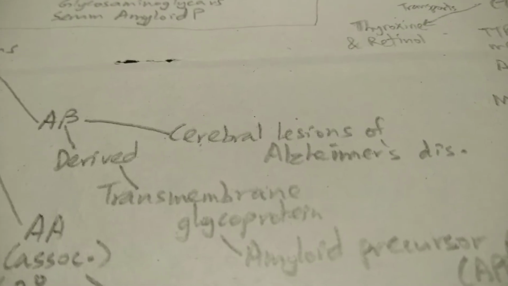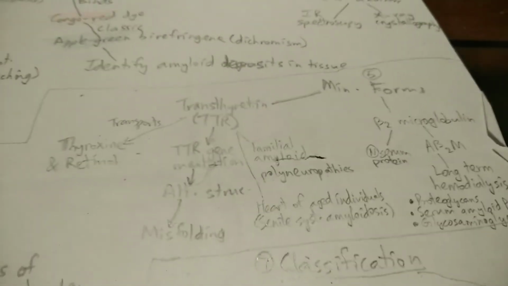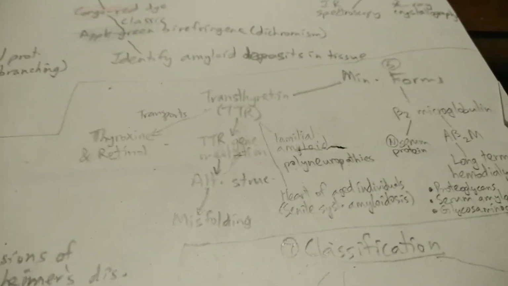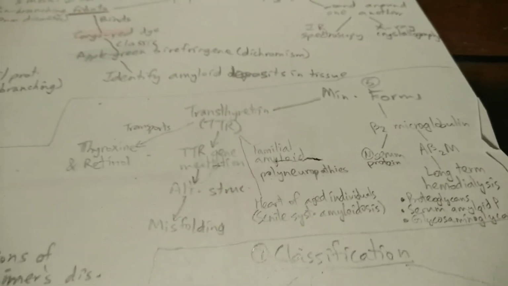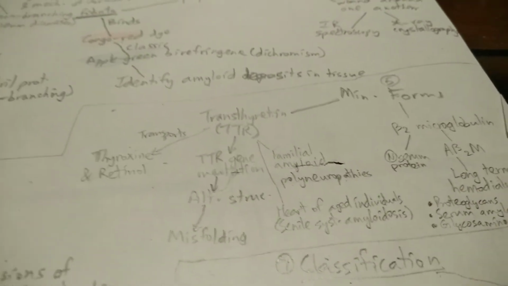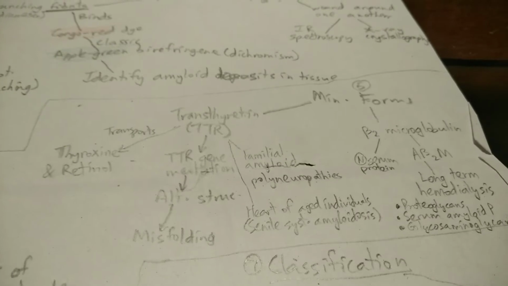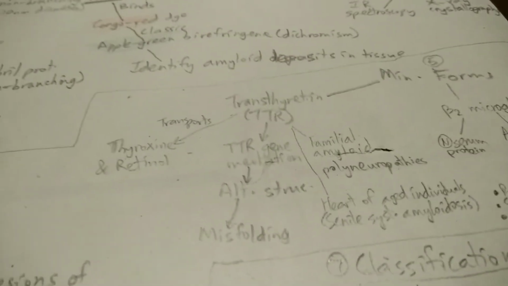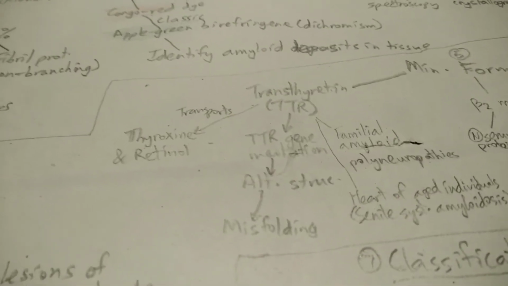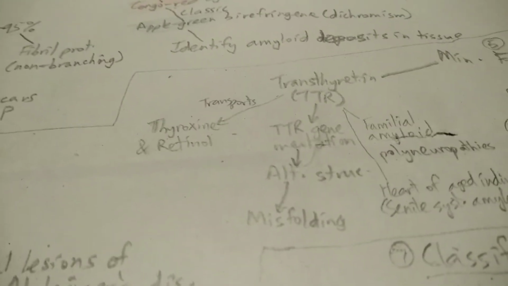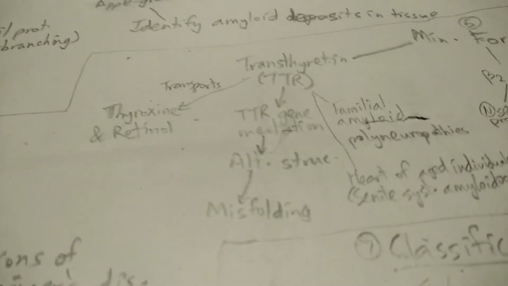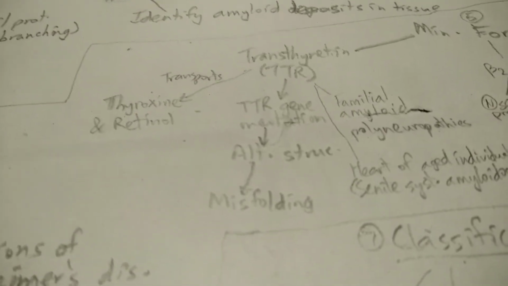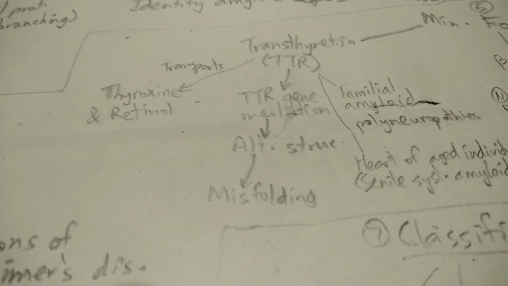All right. Now, moving on to the minor forms, of which you have to remember transthyretin and beta-2 microglobulin. All right, these are the two most important ones. So starting off with transthyretin, TTR, all right? So basically, it's a transporter protein which transports thyroxine and retinol, all right? So if there's a mutation in this TTR gene, there's an altered structure which causes misfolding, all right?